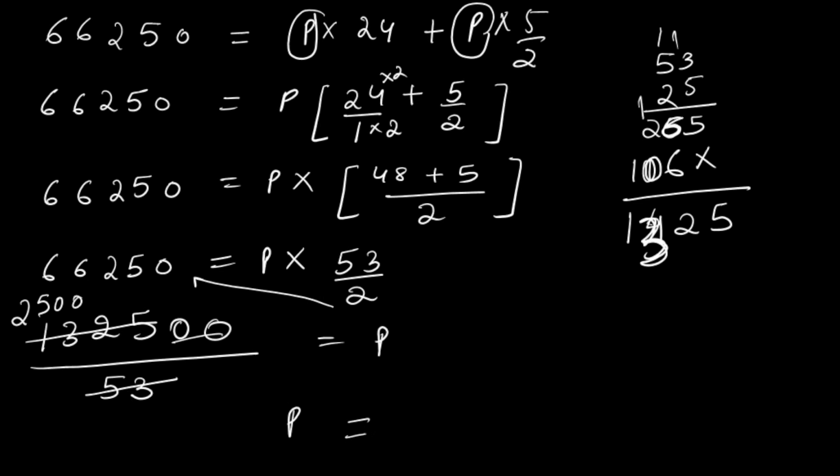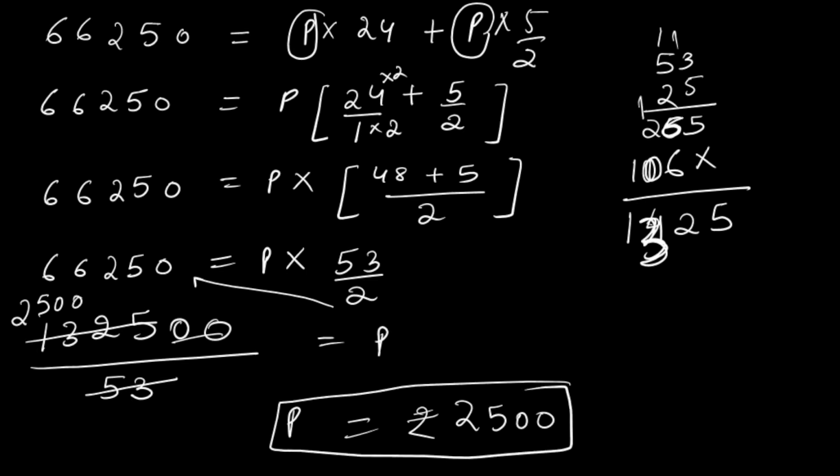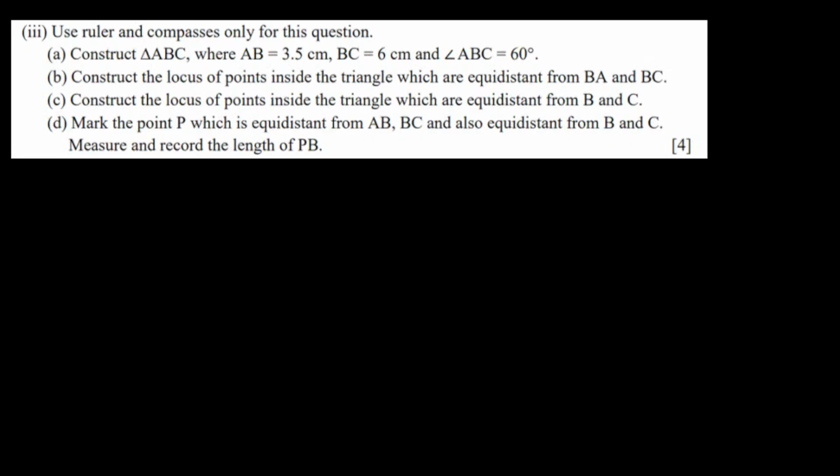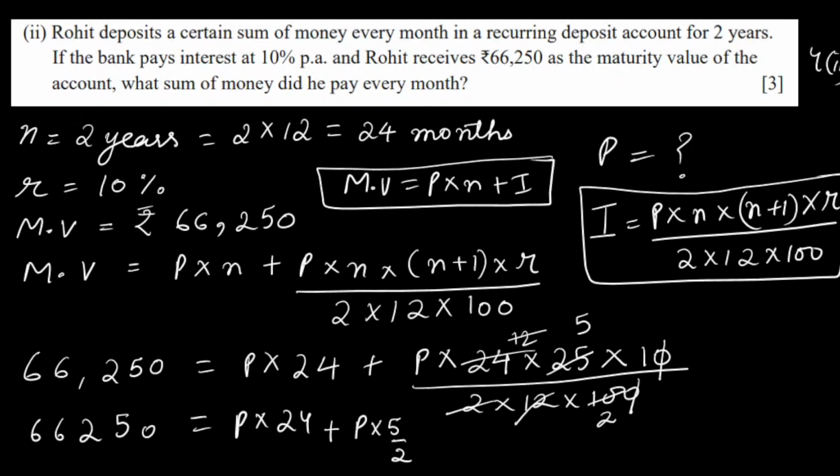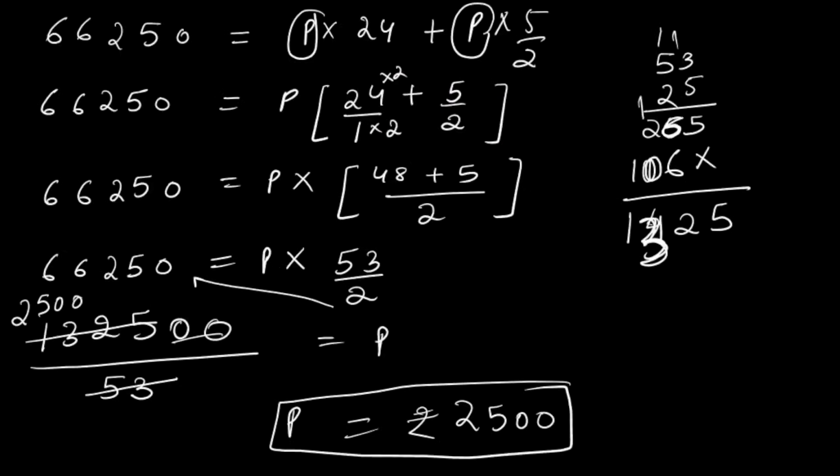So P's value is equal to 2500, as the answer given by many of you. Okay, so we have completed this question. We had to find P's value. We used the formula of maturity value and we got the value of P as 2500.